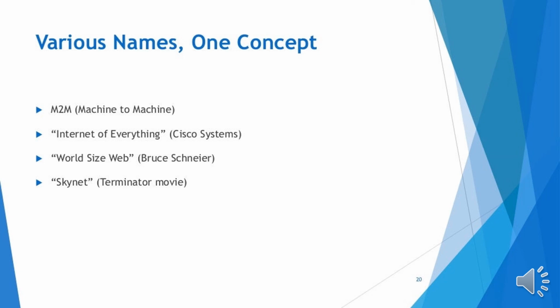So next, coming to the point, various names and one concept. This is called machine to machine, internet of everything, like Cisco. Cisco is one of the best certifications that you can learn for IoT. And then World Size Web, Bruce Banner, and then Skynet, Terminator movie. So these are a few things that come under one concept, that is IoT, but with different names. This is how IoT works.